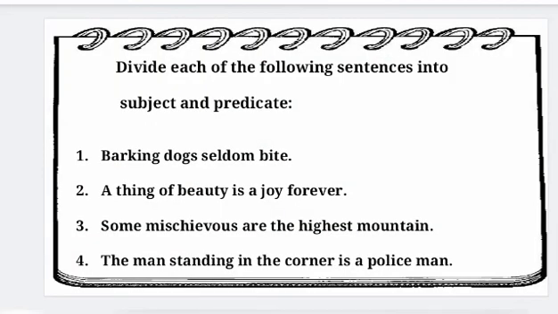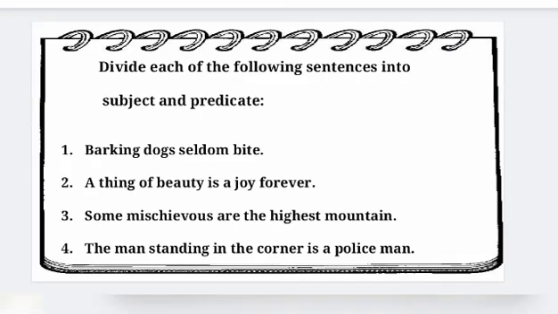Divide each of the following sentences into subject and predicate. Barking dogs seldom bite. A thing of beauty is a joy forever. Some mischievous are the highest mountain. The man standing in the corner is a policeman. Children, you have to divide the sentences in the form of subject and predicate.